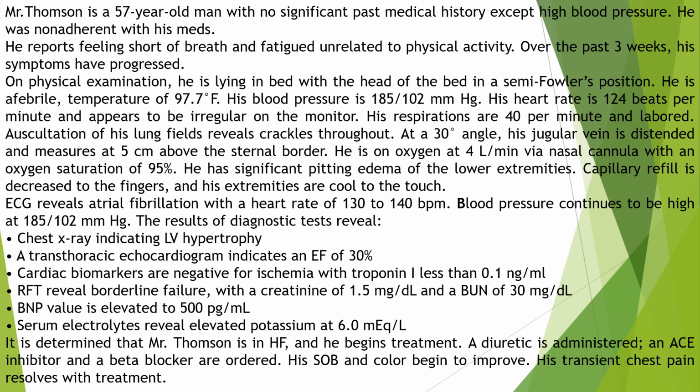It is determined that Mr. Thompson is in heart failure and he begins treatment. A diuretic is administered, and an ACE inhibitor and a beta blocker are ordered. His shortness of breath and color begin to improve. His transient chest pain resolves with treatment. So this is what has happened with the patient.